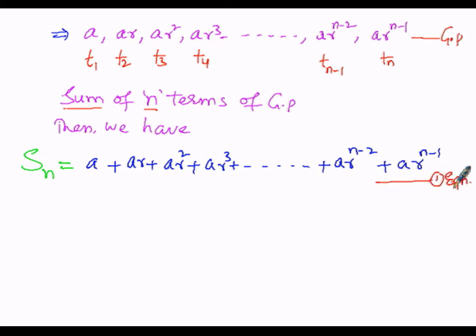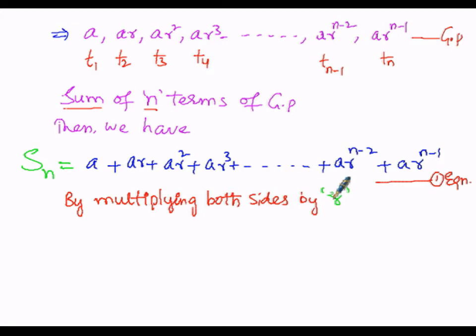Now I am going to multiply both sides by the common ratio, that is r. So the next step is multiplying both sides of this equation by the small r, the common ratio. Since we are going to multiply both sides, S of n, that is the sum of n terms, must be multiplied by r. So I have multiplied by r on the left hand side.